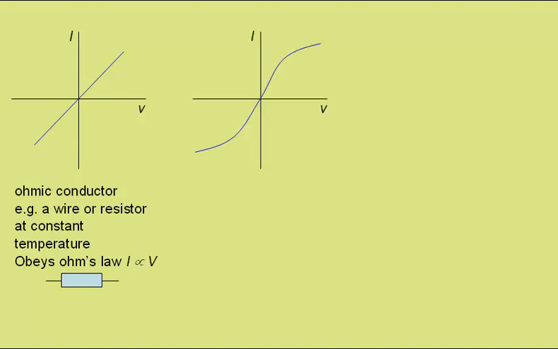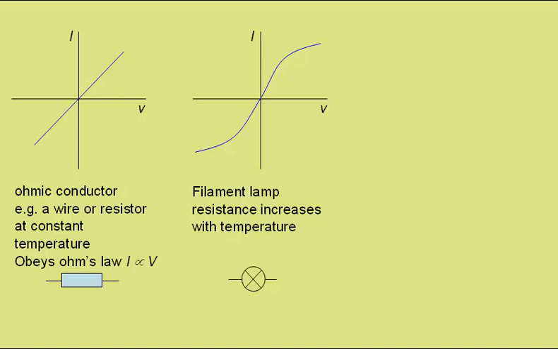We would obtain data something like this from a filament lamp. This is because the resistance of the filament increases with temperature. This would be the symbol of a filament lamp. For both these components, it doesn't matter which way round it is placed in the circuit. For these graphs, we have here potential difference in the positive direction and in the negative direction, and current in the positive direction and in the negative direction. And as the negative side is simply the opposite of the positive side, it shows us that the direction does not matter.